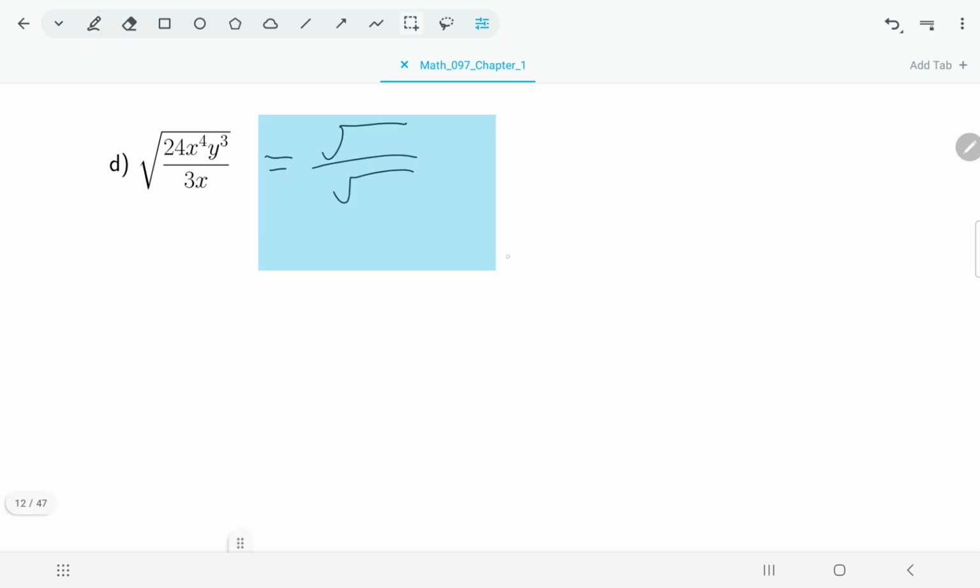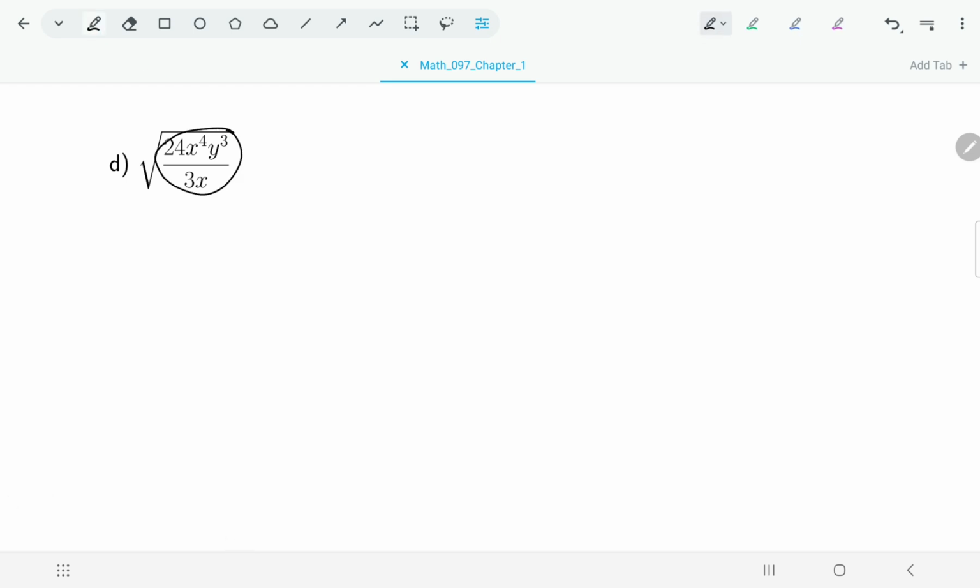So one thing you might notice here, and this is kind of the same thing as we saw in the last section, maybe it might be easier to simplify inside first. So for example, instead of dealing with the root at all, I might decide to start off by simplifying the 24x to the 4y cubed over 3x. I might decide to do that first. Because if I simplify that and make that no longer a fraction, then I'll no longer have a fraction inside my root. So that's my plan here.